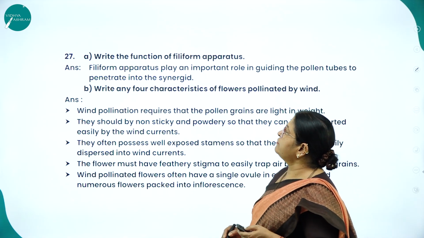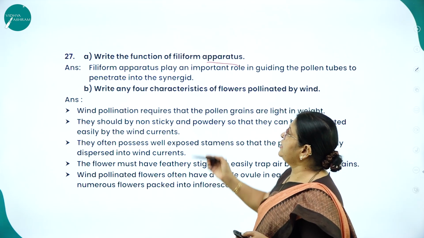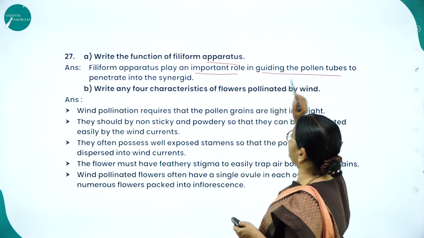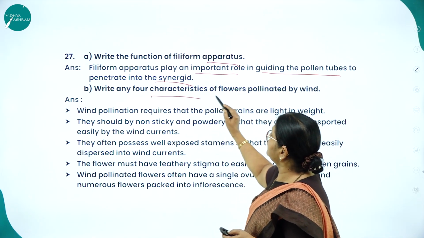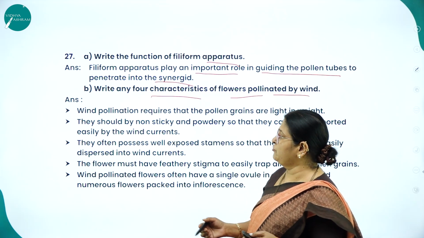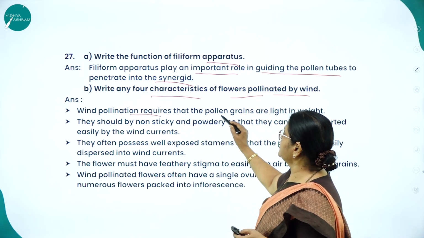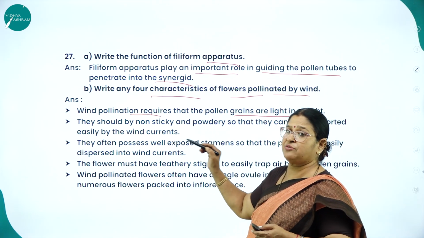27th question. Write the function of filiform apparatus. I said this is a very important term. Filiform apparatus plays an important role in guiding the pollen tubes to penetrate into the synergids. Write any 4 characteristics of the flowers pollinated by wind. So pollination by wind is called anemophily. So wind pollination requires that the pollen grains are light in weight. This is also a very important question from the examination point of view.